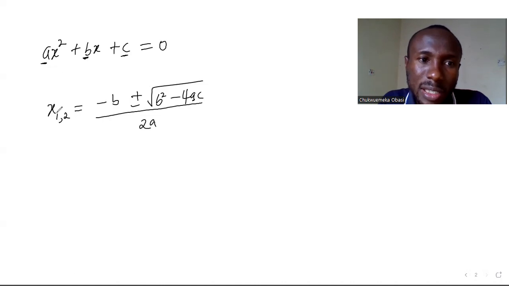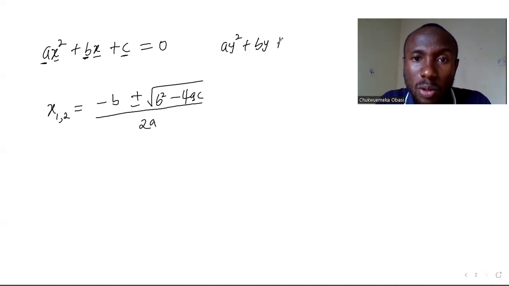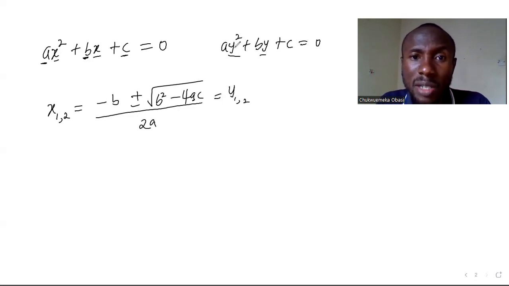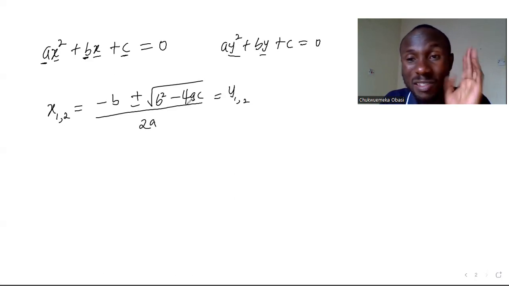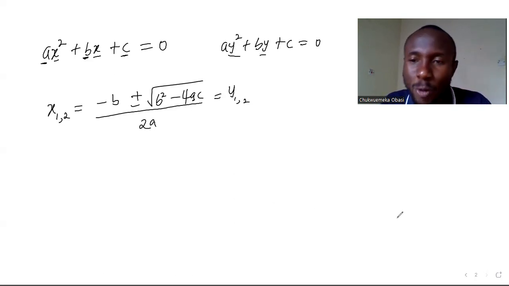Now, mind you, this is for x because this quadratic equation depends on the unknown variable x. If it was given as maybe ay squared plus by plus c equal to 0, the solution would be something like y1,2 because the unknown variable is y. So you see, that's how it changes relative to the independent variable you are looking for. So let us take a quick example and see how to solve a quadratic equation by the formula method. Really simple. Now, question 1.